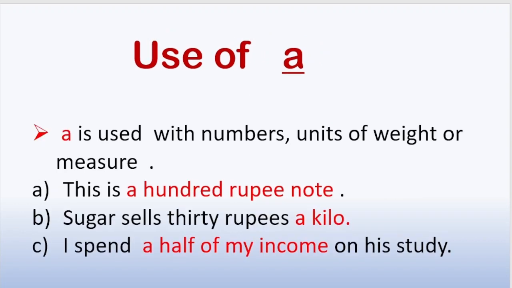Next point, we will learn that article a is used with numbers, units of weight or measure. This is a 100 rupee note. It denotes a number. It refers to the number 100. Sugar sells 30 rupees a kilo. A kilo refers to a unit of weight. I spend a half of my income on his study. A half of my income. Here it measures the amount.